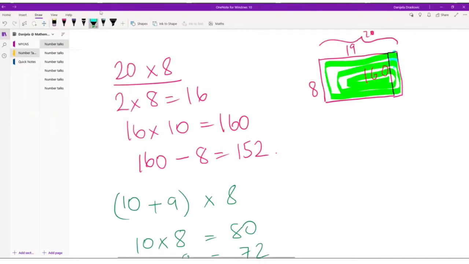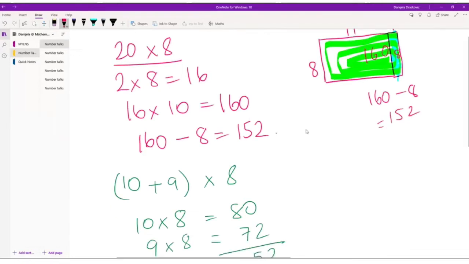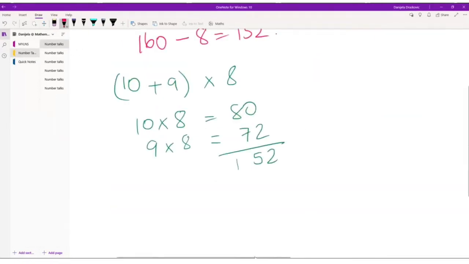the bit that you added on top, Caroline. So then you said that was just 1 times 8, which is 8. So 160 minus 8, which is 152. Thank you. All right, so then let's have a look at this second person.